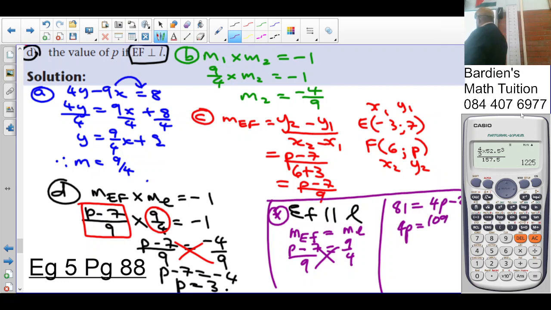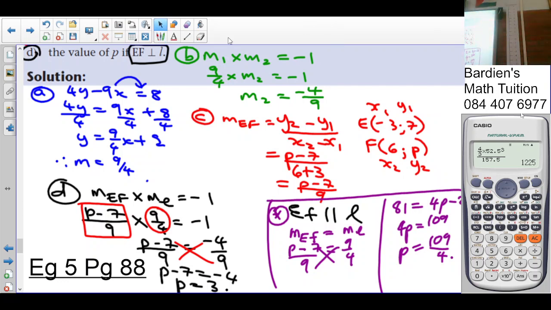Just check if that's right. 81 plus 28. Correct? So P is equal to 109 over 4. Just check, what's 109 over 4? 27.25. Yeah. So that over there. But you guys understand the different approaches you use there.